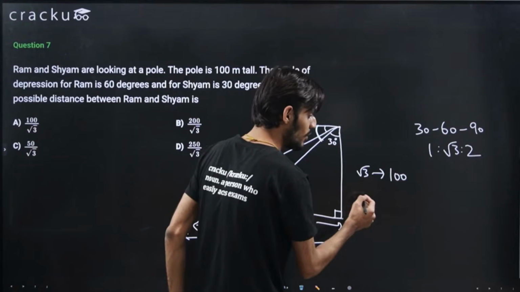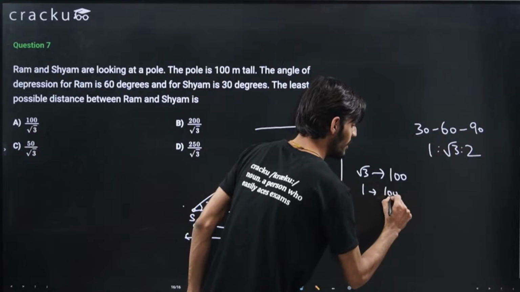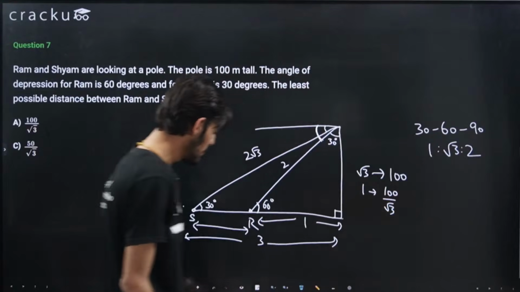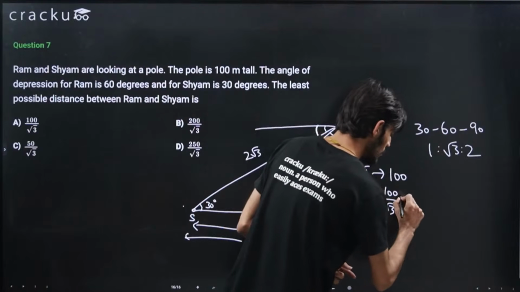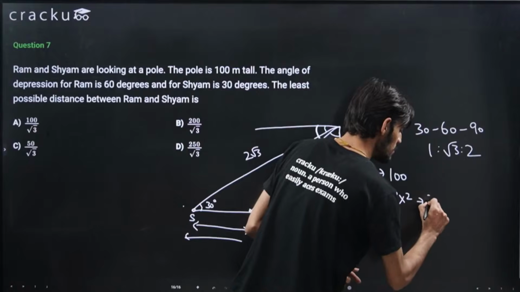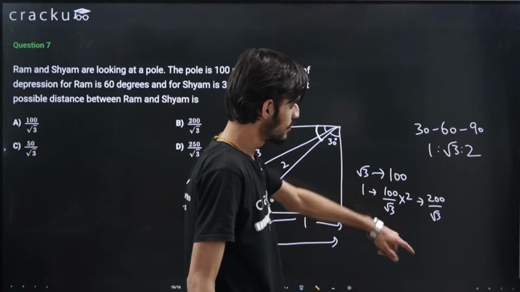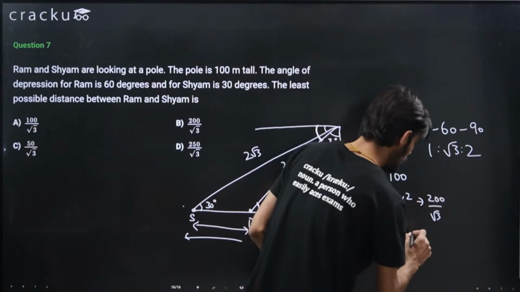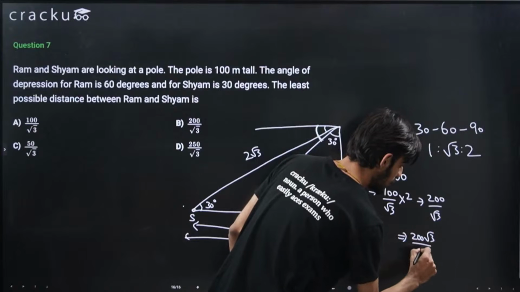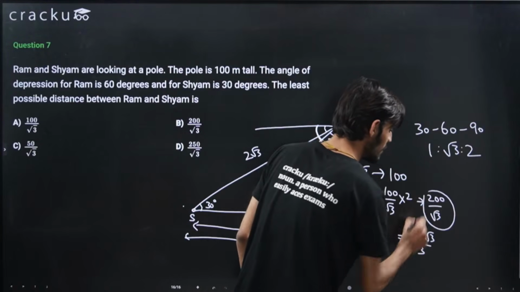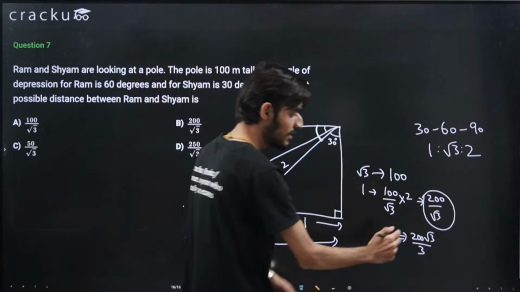Because the value of root 3 is representing 100, the value of 1 will be 100 divided by root 3, and we need to find the value of 2, the distance between Ram and Sham. So we can multiply this ratio by 2, and we will get the answer as 200 divided by root 3. Either you can write the answer as this, or to simplify, you can multiply the numerator and denominator by root 3. So you will get the answer as this.